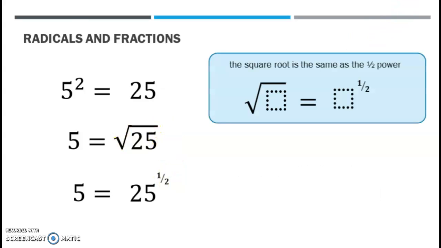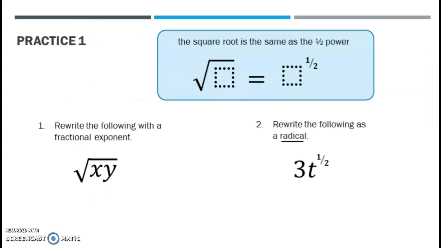And here's the rule that can kind of help us remember this. The square root of anything is the same as taking that to the 1/2 power. So let's do a little bit of practice with this. I'll start with this first example. We want to rewrite the following with a fractional exponent. So we have the square root of x times y.